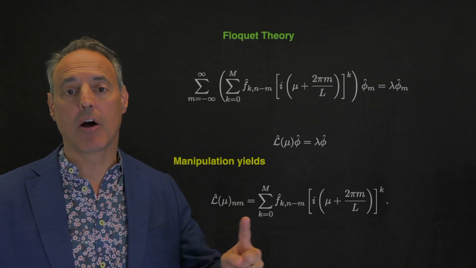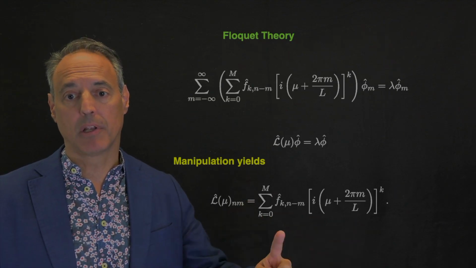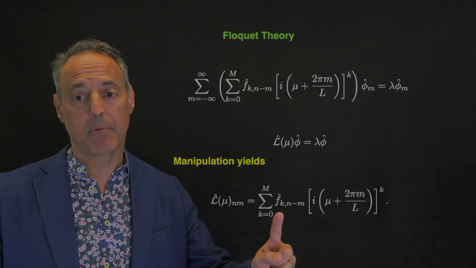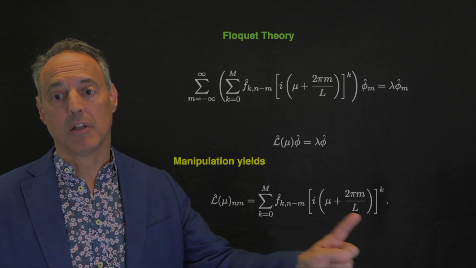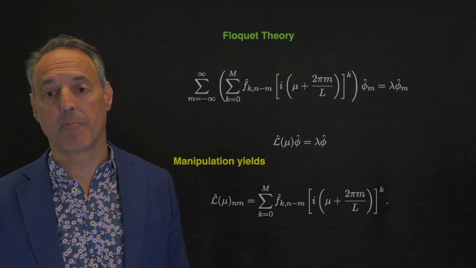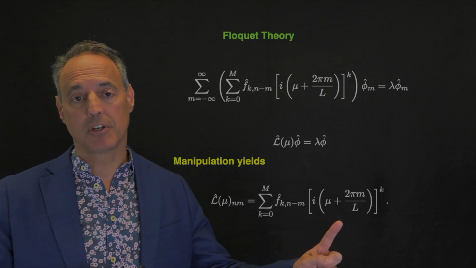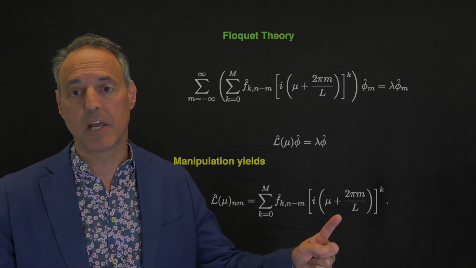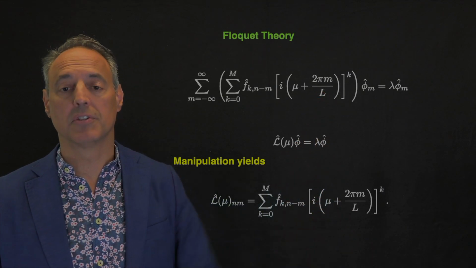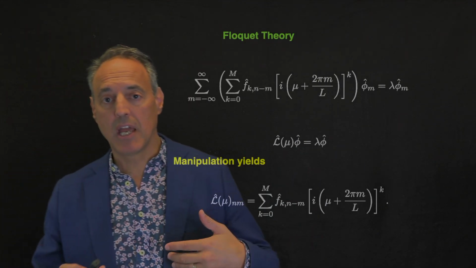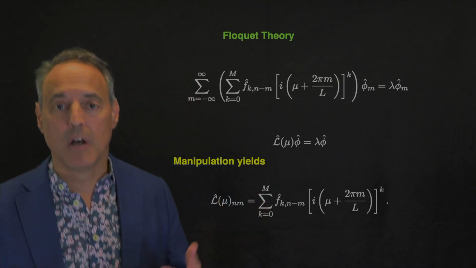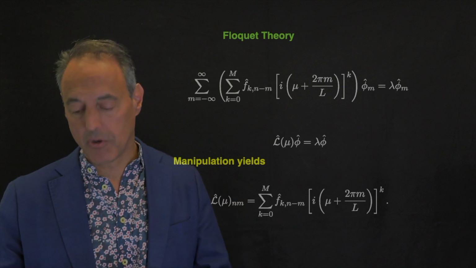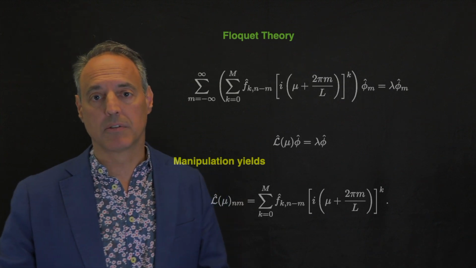This is what the L operator looks like after some manipulation. It is the coefficients of that projection times this term here raised to the kth power. This comes from differentiation, right? So every time you take a derivative, you drop down the power here, and that's what this is here. So this gives us a representation of that operator now in this Floquet Fourier space, okay?